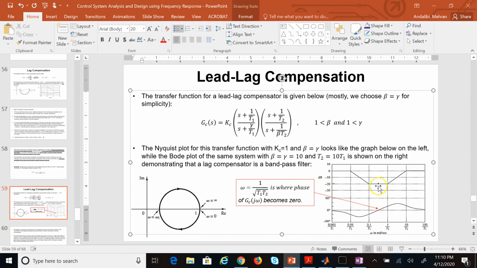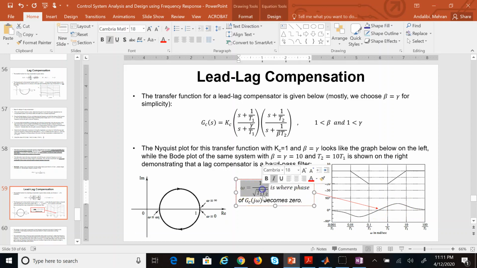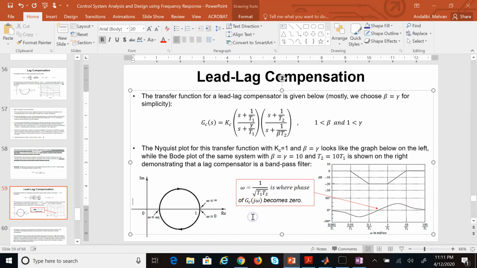If you look at the phase of the system, that's quite interesting. It starts at 0. In some portion, it reduces phase. In some portion, it contributes to phase and ultimately goes back to 0. And this inflection point where the phase goes back to 0 again happens at frequency omega equal 1 over square root T1 T2, where T1 and T2 are the reciprocal of zeros of lead and lag portion.